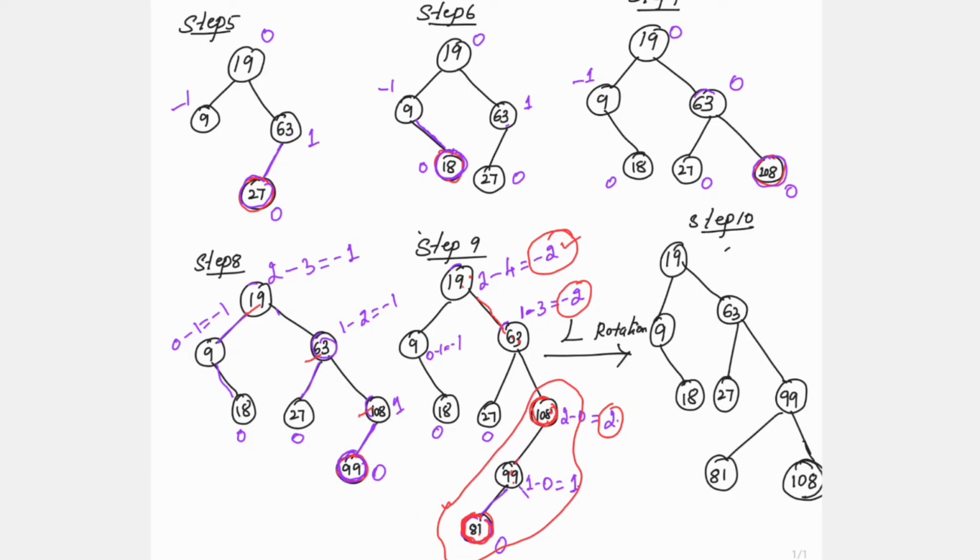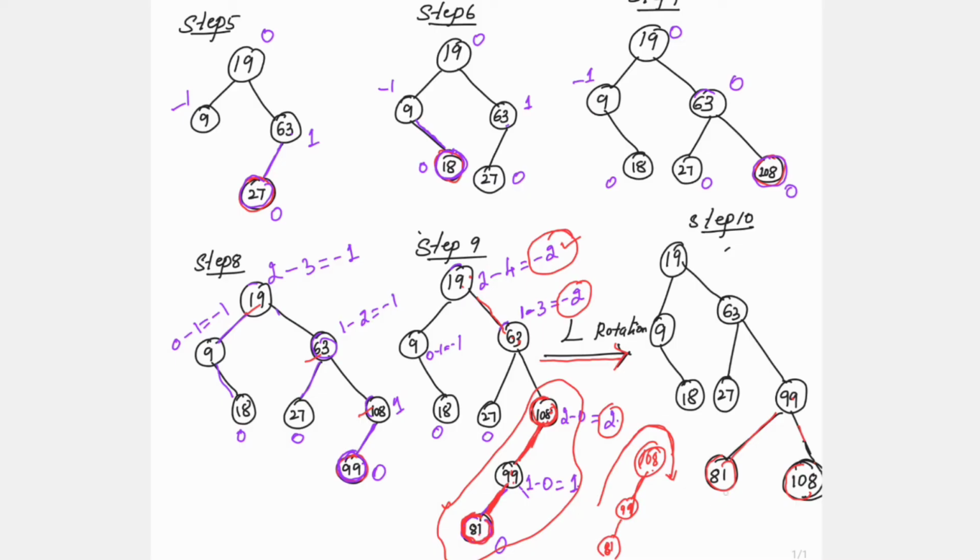And which rotation will you perform? You can check here. It became imbalanced because of left. Because on adding a node to the left side, it became imbalanced. So you need to perform the left rotation on these 3 nodes. When you perform the left rotation on 3 nodes, this 108 will come over here, 99 will go up and 81 will remain here. So now your tree structure became like this.